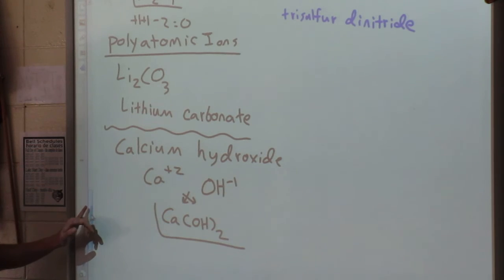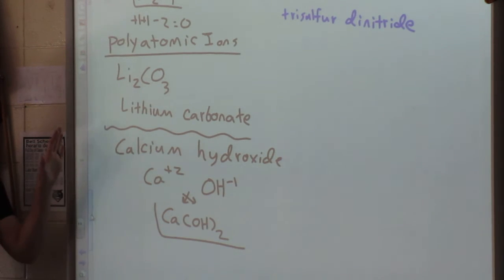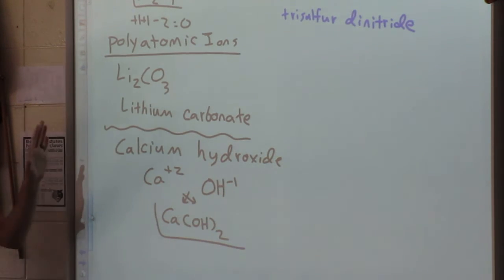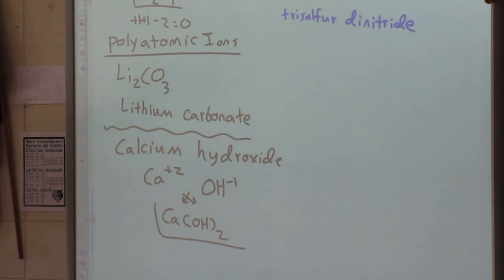And then, well, first, are we good with that? Those are like the basics of ionic. That's like 80% of naming. How we doing? Okay. And then the last part, transition metals.